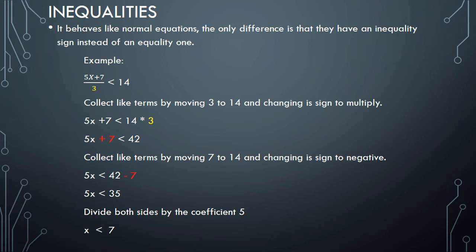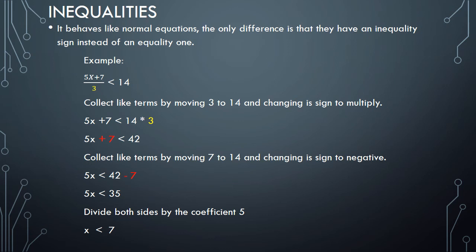Now let's talk about inequalities. This behaves like our normal linear equation. The only difference is that they have an inequality sign instead of an equality one. So anything you are crossing over the inequality sign will maintain the normal rule of the value changing sign. Now we have this example of 5x plus 7 all over 3 less than 14. Collect like terms first by moving 3 to 14. Now the division sign must change to multiplication sign, right? So you have 5x plus 7 less than 14 times 3. Now 14 times 3 will give you 42. So you have 5x plus 7 less than 42.